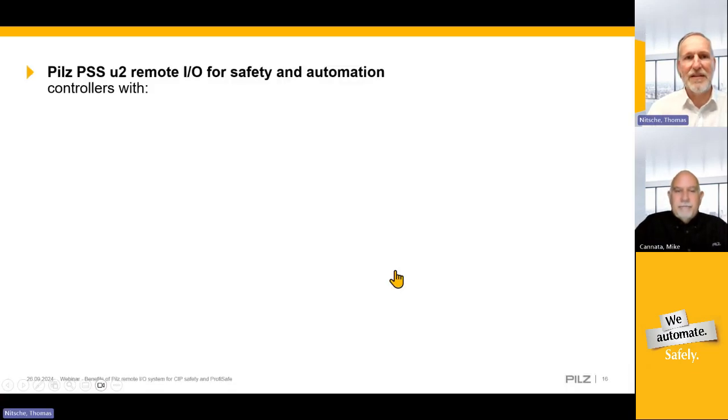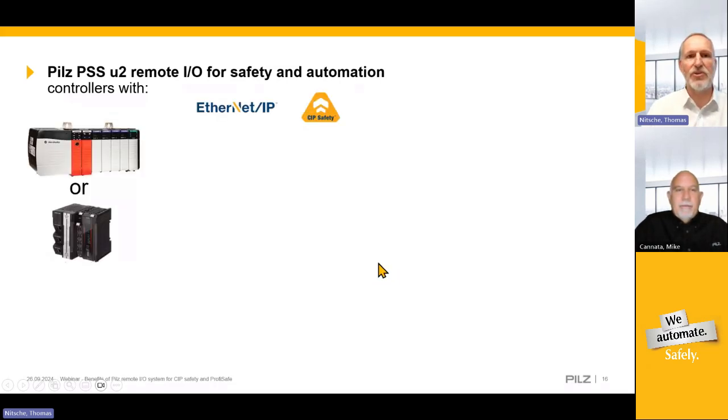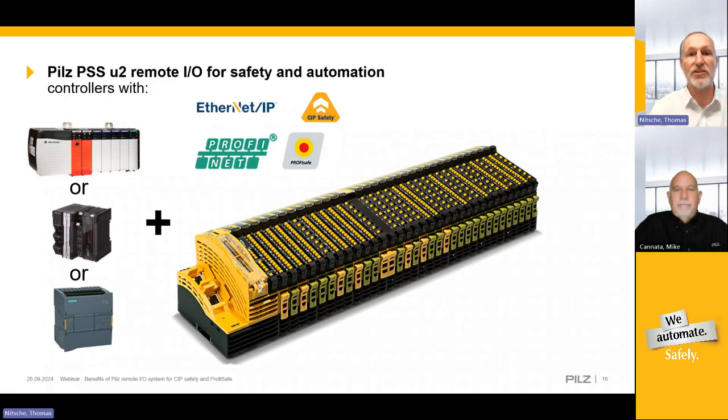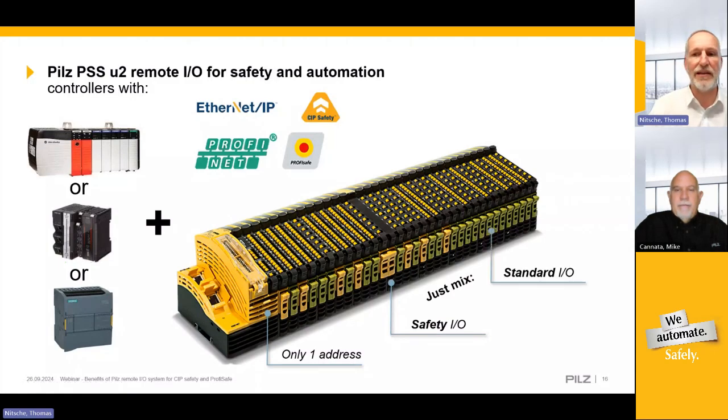Perfectly. Thanks for that addition, Mike. So this is exactly what you're saying. You could, for instance, take an AB, a Rockwell, or an Omron, or you use a Siemens, and then as an I/O platform, you use just one, which is Pilz. And you have only one address in the head module to address the whole system. That's another benefit you have. You don't need the relevant modules for each of the communication protocols. And you can freely mix the safety I/Os and the standard I/Os. Just to mention, one head module can drive up to 64 modules in total, where 24 can be safety.